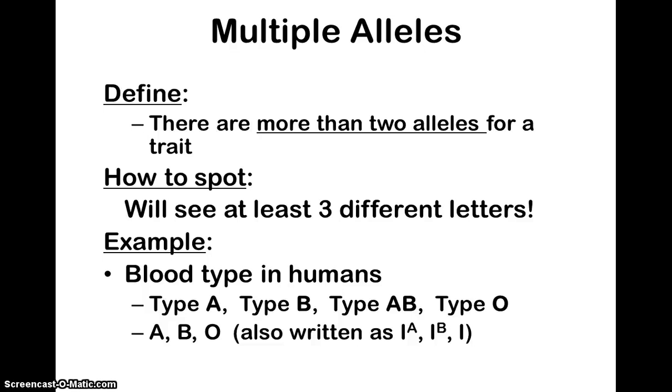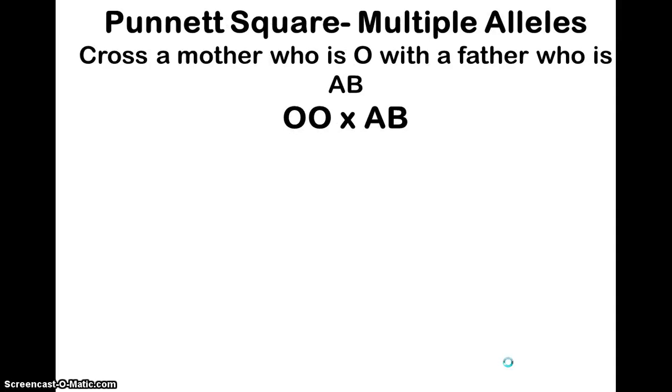And the most common example of this is blood type in humans. Humans can be type A, type B, type AB, or type O. So for these, you write A, B, or O. A lot of times as well, they'll write an I with an A or a B as a superscript. That's just sort of a notation they use for blood.